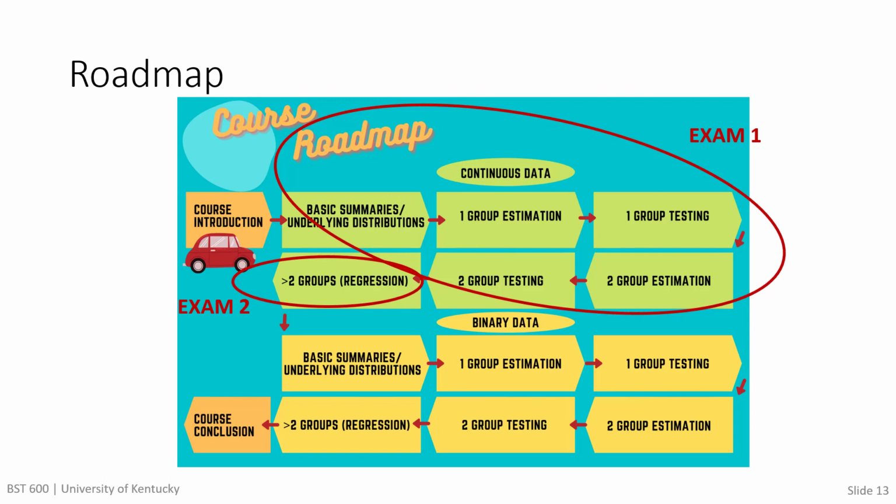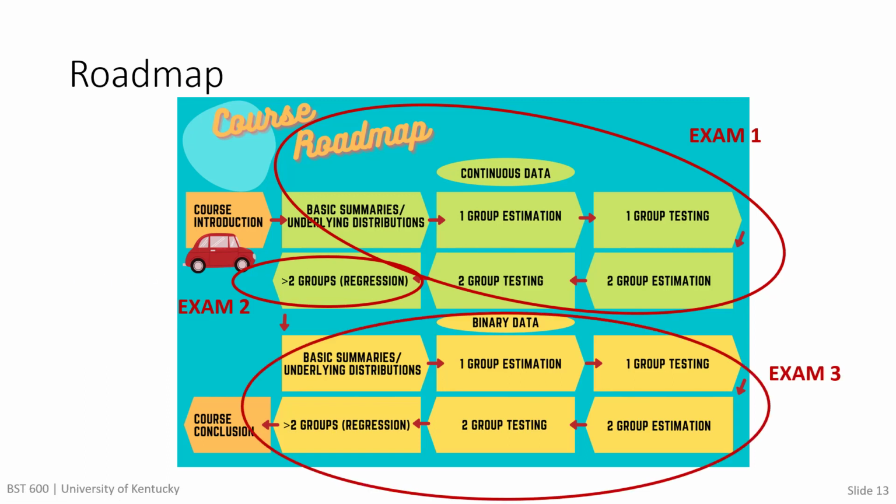on exam 2. And so one thing, this looks a little heavy compared to the 2 groups regression, but what you'll find as we move through the material is that this material will move a lot faster and we will be spending a lot of time in the 2 groups regression. And then for exam 3, we will look at all of the things we looked at for continuous data, but now look at it for binary data.